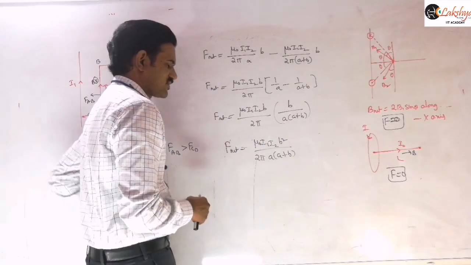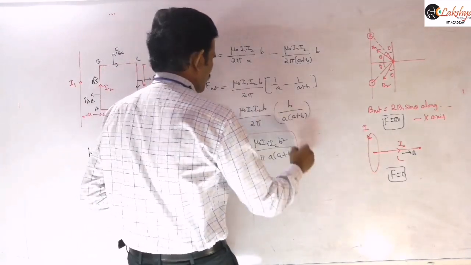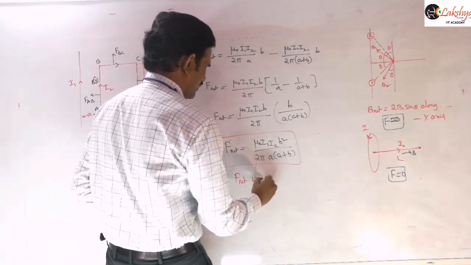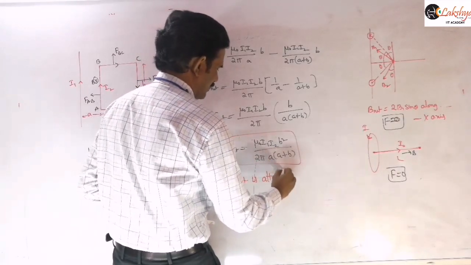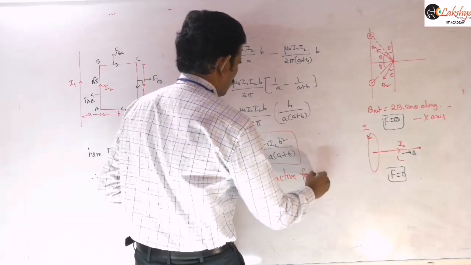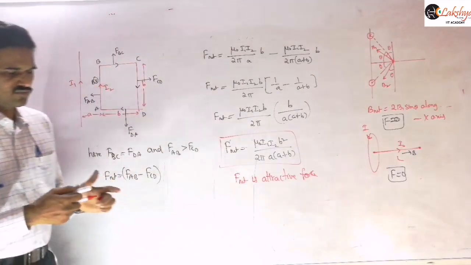So that will be the net force here, and you can mention the nature of this force as attractive. So F net is an attractive force, and the square loop will move towards that wire here, right?